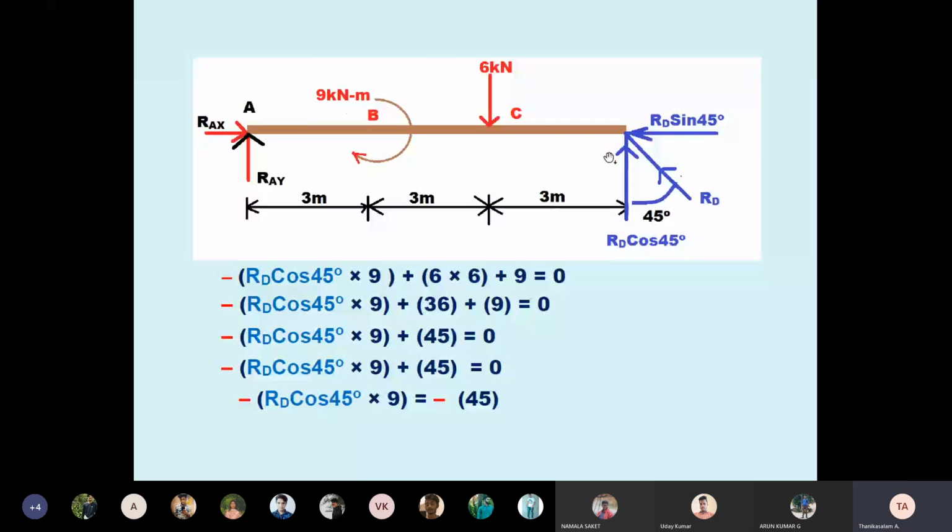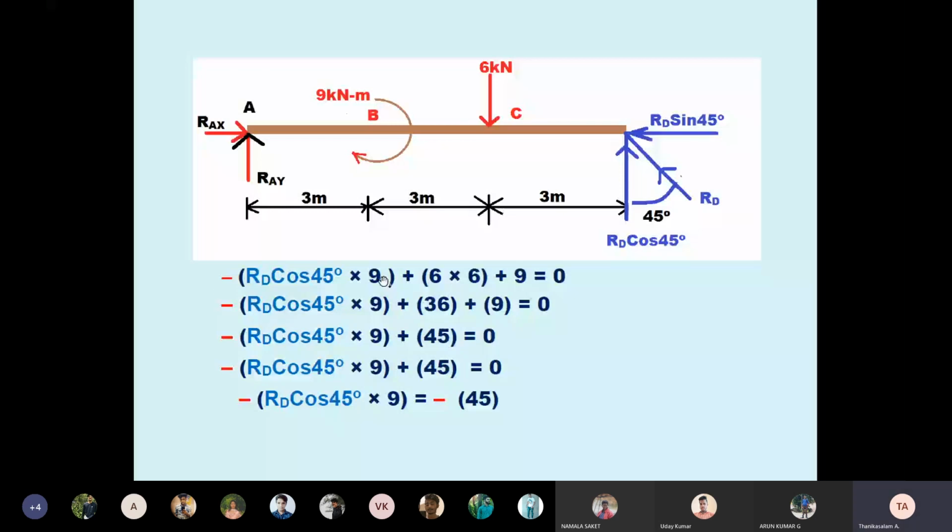How do you identify anti-clockwise? I already told you. Put your thumb finger at A, and the index finger at RD cos 45, then rotate the compass. RD cos 45 is anti-clockwise. Anti-clockwise means minus RD cos 45 into 9. The distance from the reference point is 9.